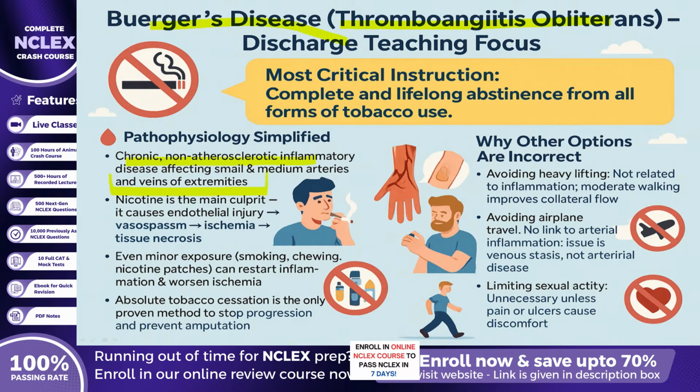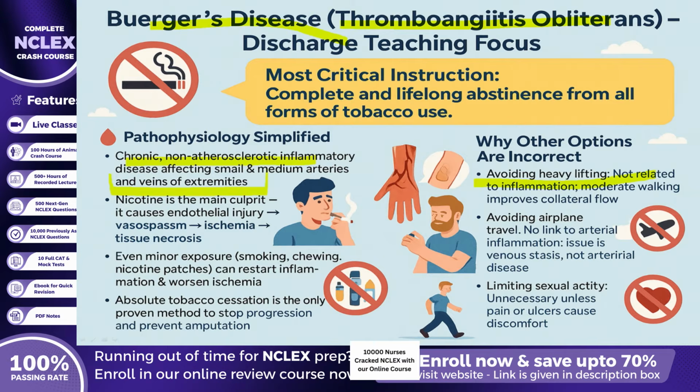Let us now clarify why the other options are not correct. Option A, avoiding heavy lifting or strenuous activity, is inaccurate because while excessive exertion may temporarily worsen ischemic pain, moderate activity such as walking can enhance collateral circulation. The underlying issue in Buerger's disease is vascular inflammation, not muscular strain.